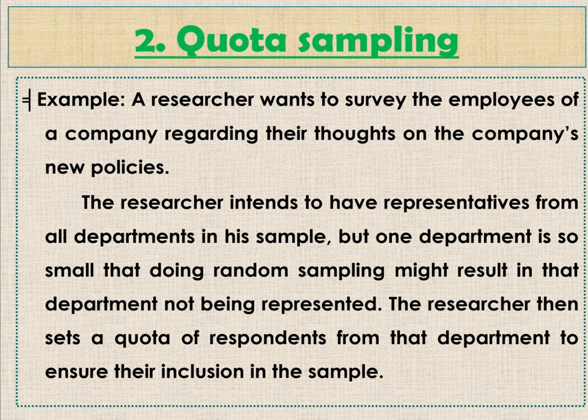Example, a researcher wants to survey the employees of a company regarding their thoughts on the company's new policies. The researcher intends to have representatives from all departments in his sample, but one department is so small that doing random sampling might result in that department not being represented. The researcher then sets a quota of respondents from that department to ensure their inclusion in the sample.